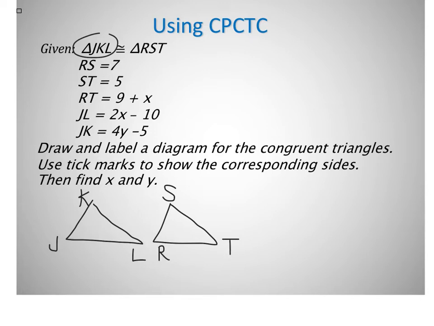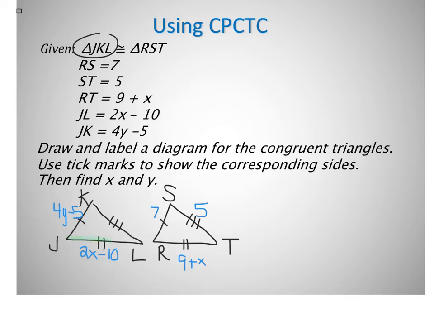So I'm going to mark the sides that are congruent with tick marks. So JK is congruent to RS. JL is congruent to RT, and then the third side, KL, is congruent to ST. Next, I'm going to fill out what they gave me. They told me RS is 7, ST is 5, RT is 9 plus X, JL is 2X minus 10, and JK is 4Y minus 5. So I have to find X and Y.